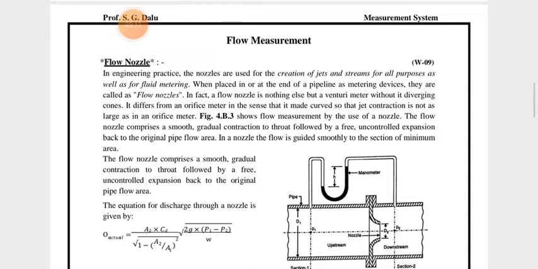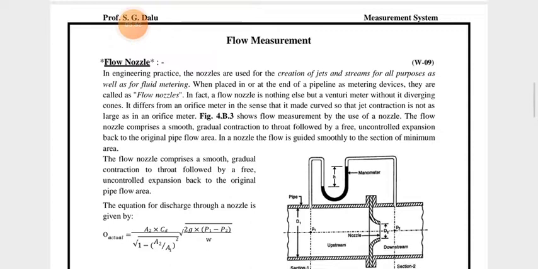Okay, so it differs from an orifice meter in the sense that it is made curved, so that the jet contraction is not as large as in case of the orifice meter. In case of the orifice meter, we just put a flat plate having a hole. Figure 4.b.3 shows the flow measurement by using a nozzle.